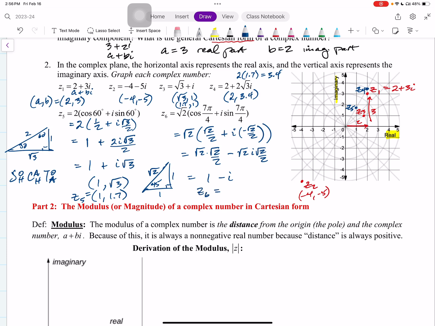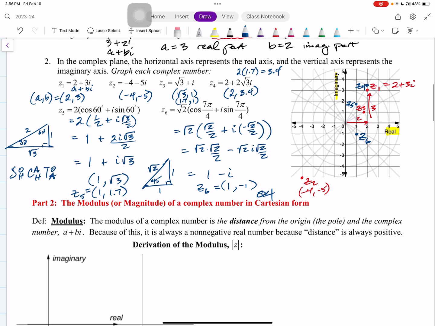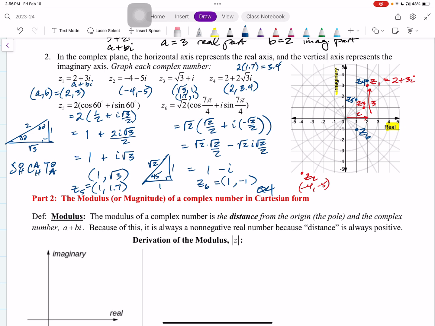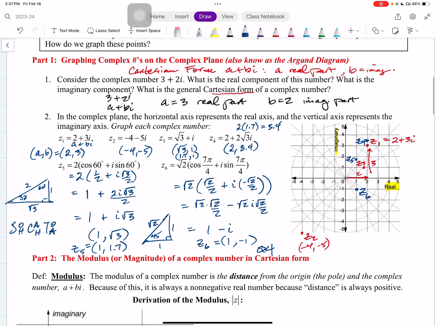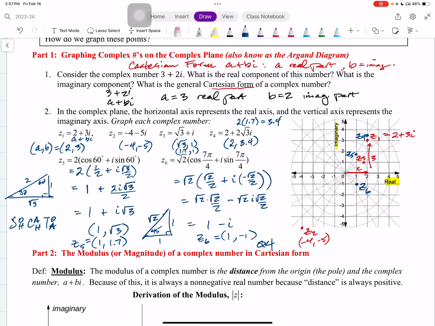So my sixth complex number is 1 comma negative 1. As an ordered pair, that puts you in quadrant 4. So I've got to go right 1, down 1. And there's z6. Okay. So again, we're just applying the trig that we already know from previous lessons and our knowledge of the special right triangles or the unit circle, either one, to graph a complex number as an ordered pair. All right, that's skill number 1, graphing a complex number on the complex plane.